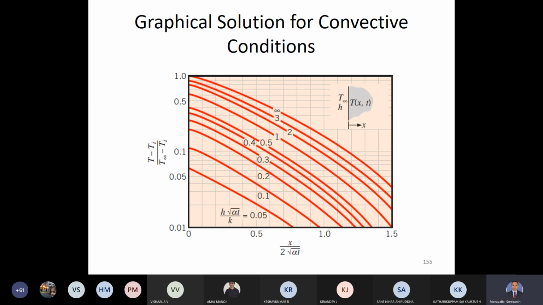So the charts related to the semi-infinite object are given on pages 69 to 71 in your data book. Using this, you will be able to find the values.